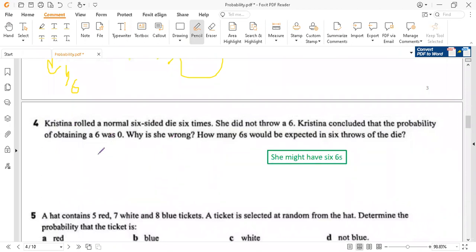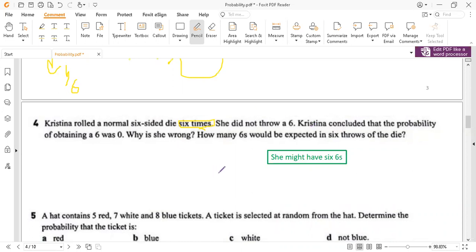Okay. What about the next one? Christina rolled a normal six-sided die 6 times. The same die 6 times. She did not throw a 6. Okay. Christina concluded that the probability of obtaining a 6 was 0.